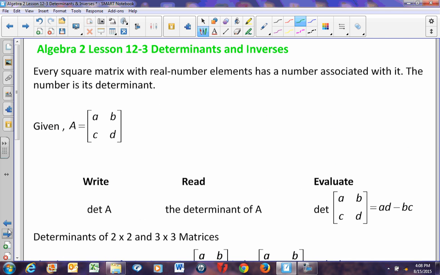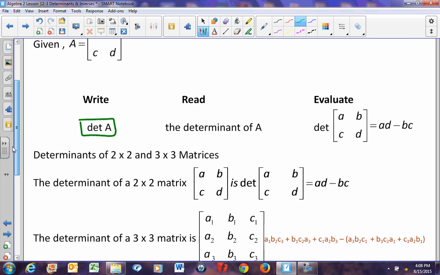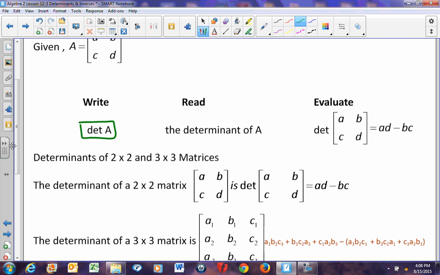Okay, let's move on. Every square matrix with real number elements has a number associated with it, and this number is called the determinant. Okay, if I give you the matrix A, which is A, B, C, D, you'll write determinant A. You write it as DET A. It's exactly how you write it right here. If you want to find the determinant of A, you write that. You read it as the determinant of A, and to evaluate the determinant of A, you're basically going to multiply A times D and subtract B times C. So in other words, multiply down here, multiply down that way, and subtract.